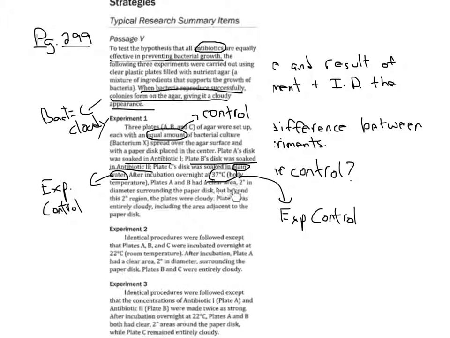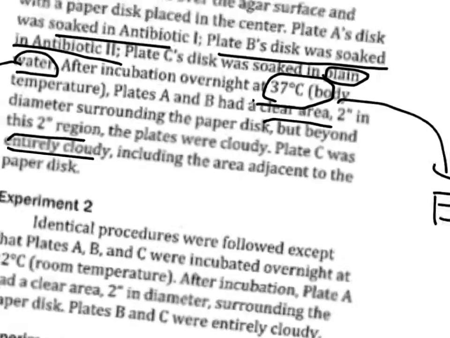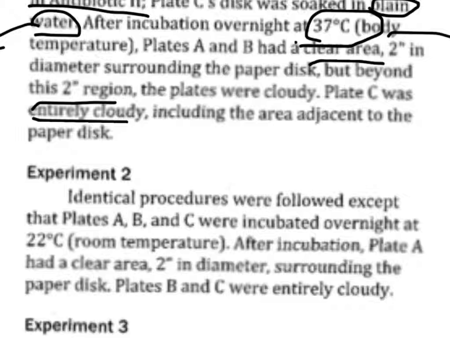Plates A and B had a clear area, 2 inches in diameter surrounding the paper disc, but beyond this 2-inch region, the plates were cloudy. Okay, so plate C was entirely cloudy. All right, so what I'm going to do to write the differences here, I'm going to say A and B, not cloudy.